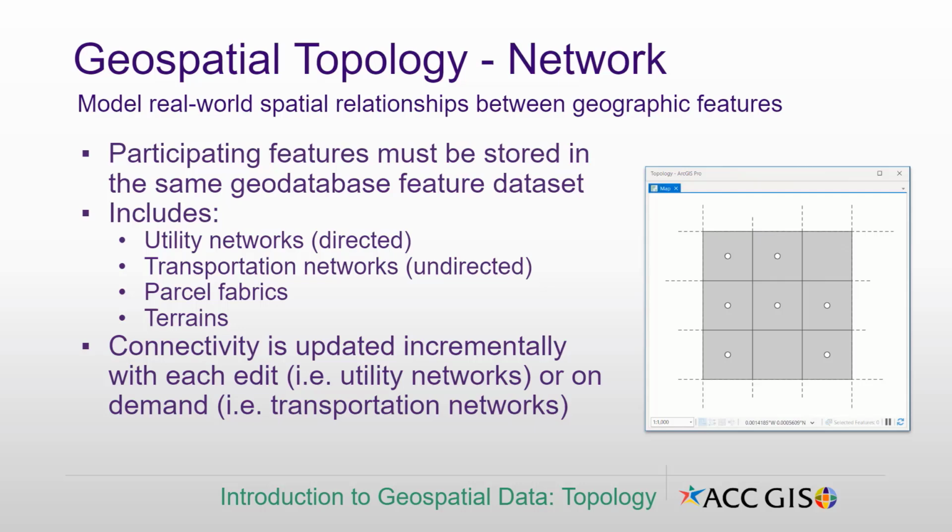Now, when working with network topology, connectivity is updated incrementally with each edit if you're working with a utility network, or on demand with transportation networks. What that means is if I edit a utility network that includes, for example, wastewater lines, then the underlying topological network is automatically updated. But if I edit a street network where I create a new bypass around a town, I have to go in and build the underlying topology to reflect the change in the transportation network, and that's referred to as on demand. So I have to actually make the change and then, on demand, or when I want to, rebuild the underlying topology.